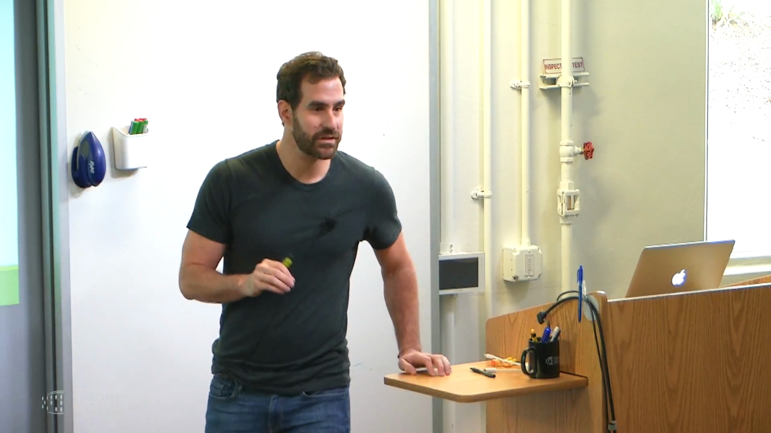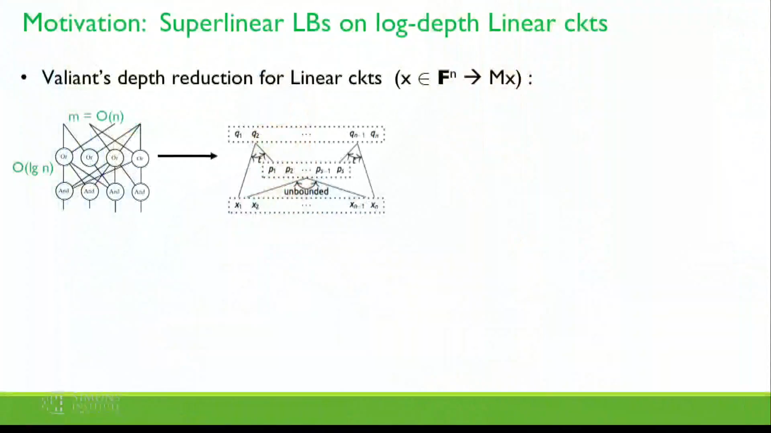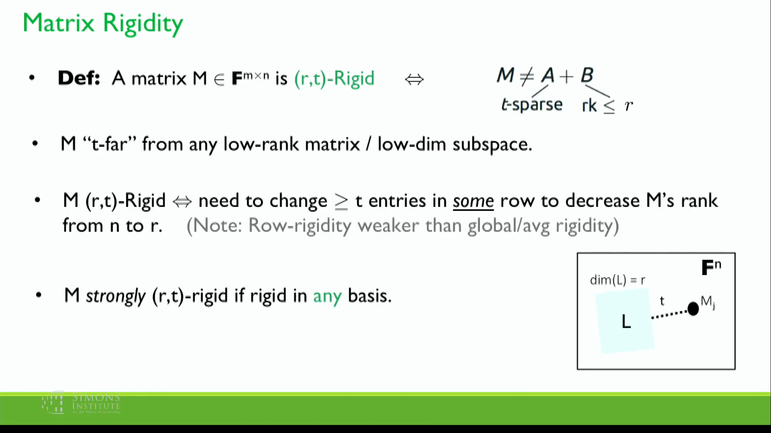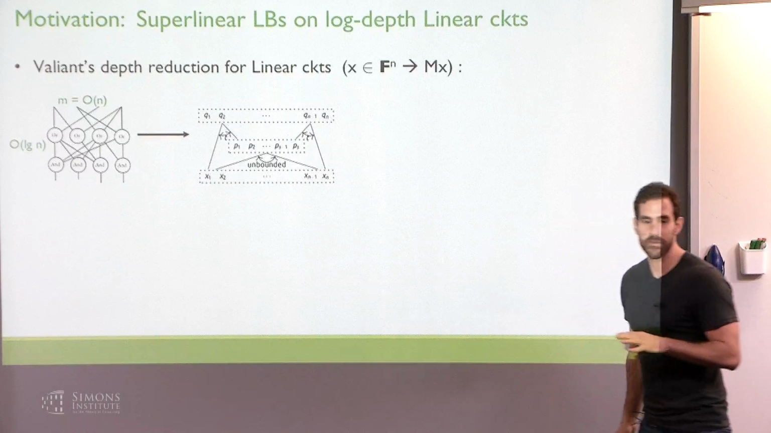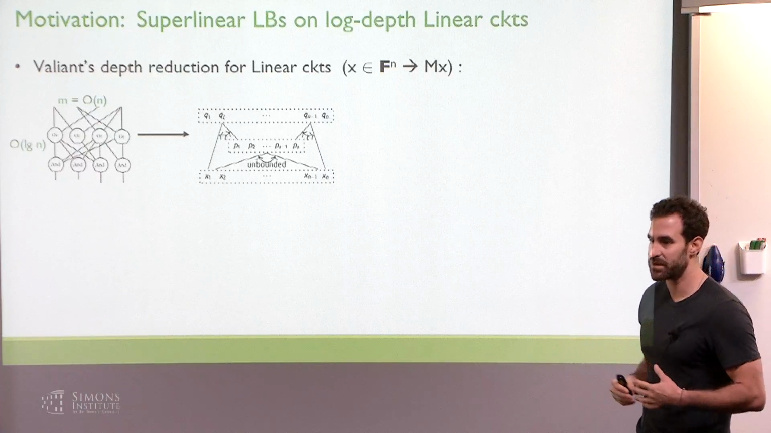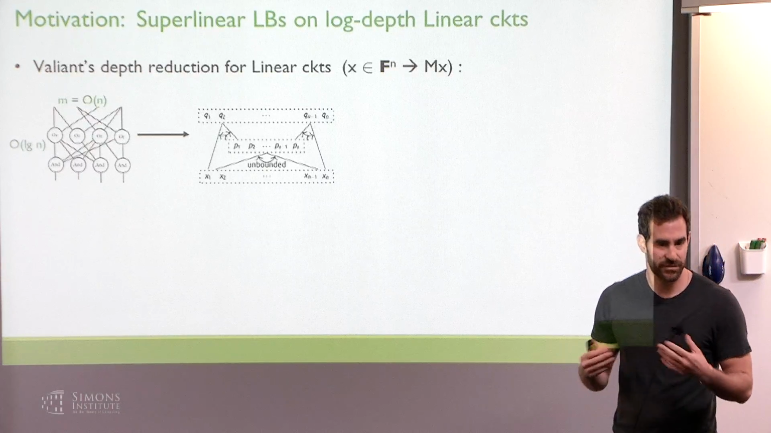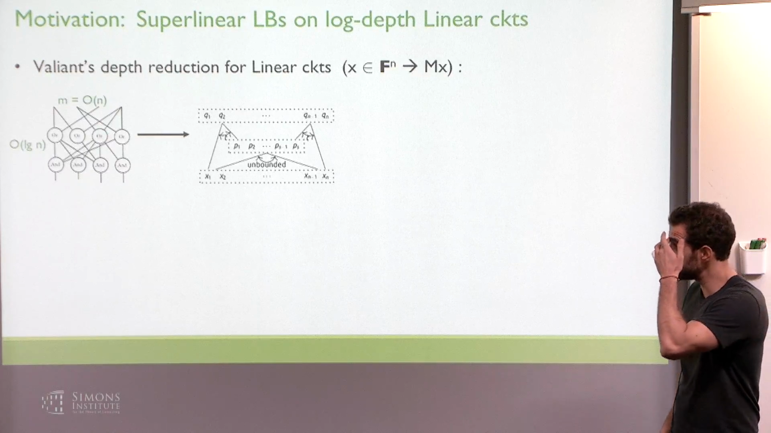So just a 2-minute motivation for why we care about rigidity and what the holy grail parameters are. By the way, in rigidity, we always have two parameters: the rank parameter and the sparsity parameter. So this is going to be quick. If you're not familiar with this motivation, then it's fine. It's not going to be necessary to understand the talk, maybe only the last few slides.